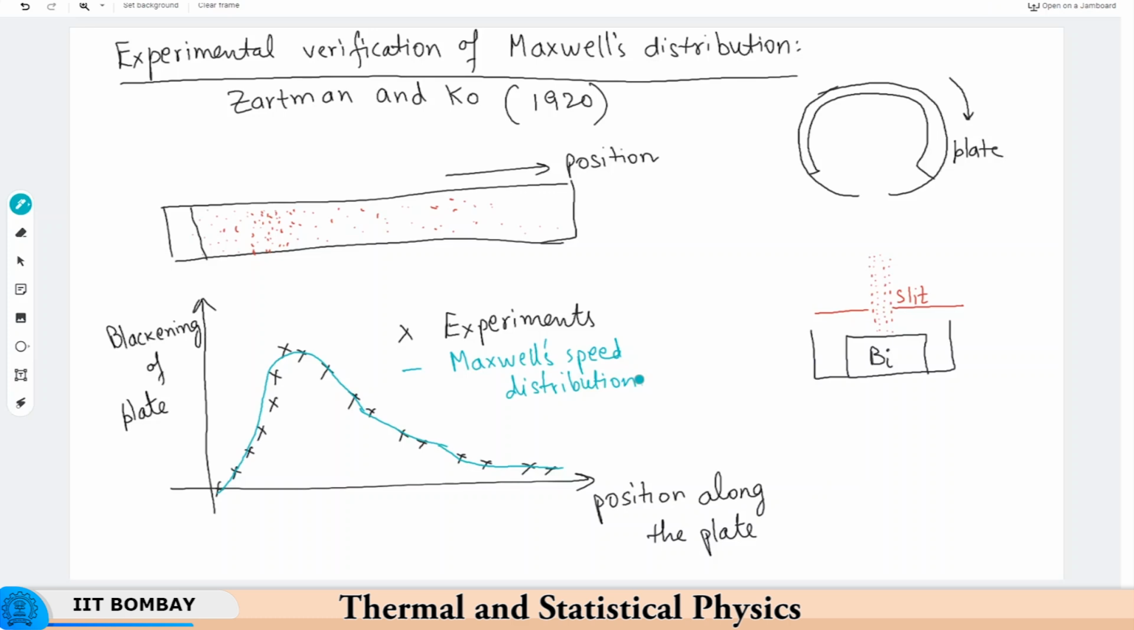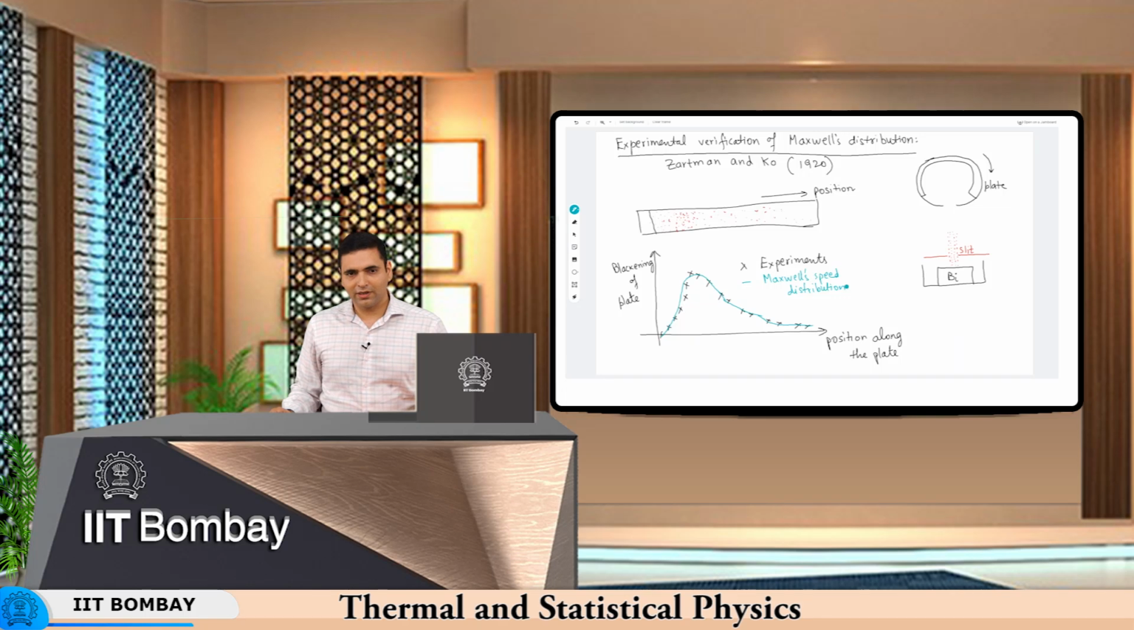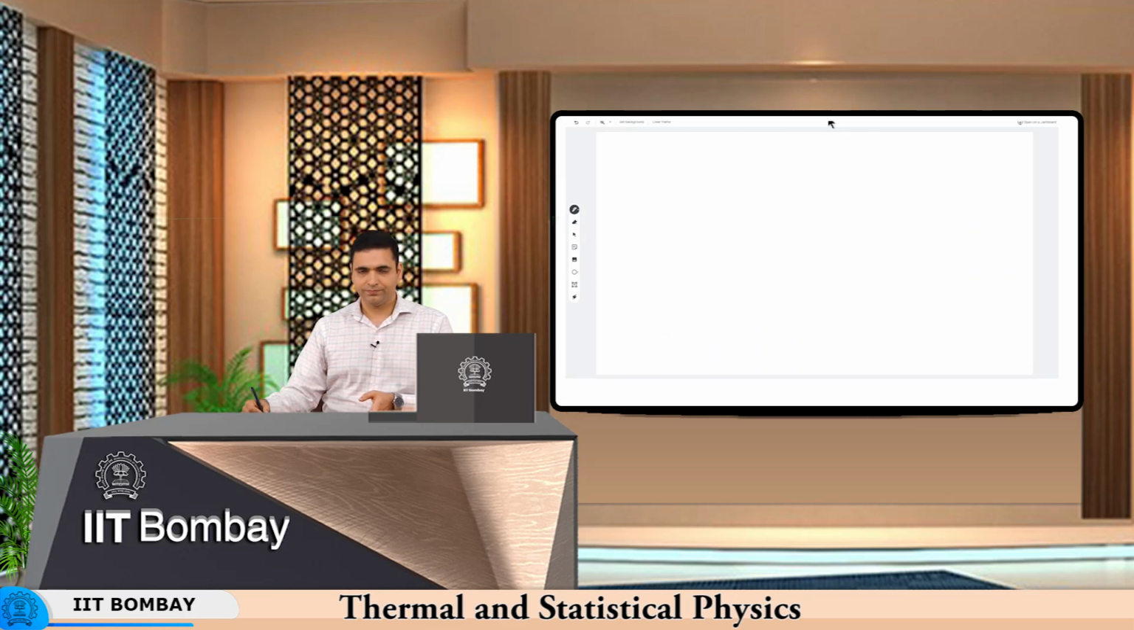So, we will switch gears a little bit, and we will start a relatively different topic, basically just to highlight one thing which we have been ignoring so far. So, let us talk about mean free path of gas molecules. Okay, so what is mean free path?